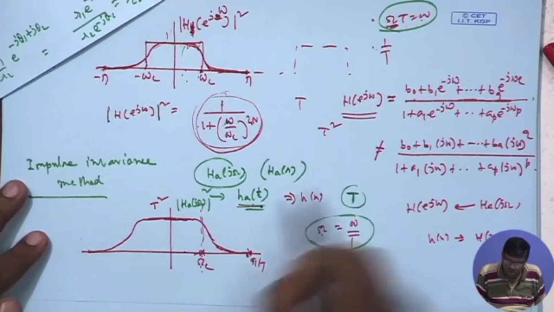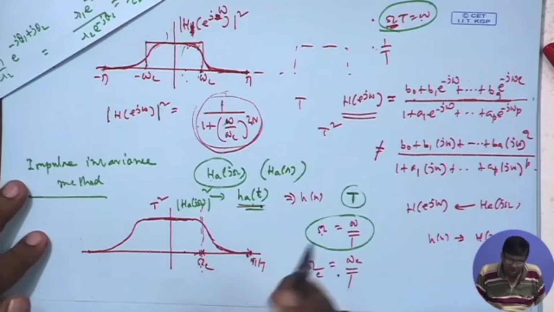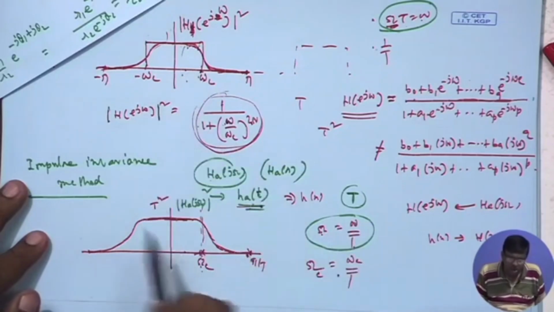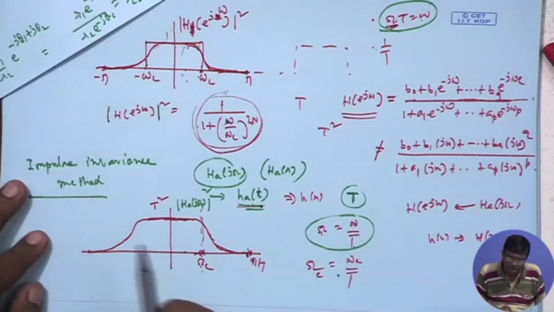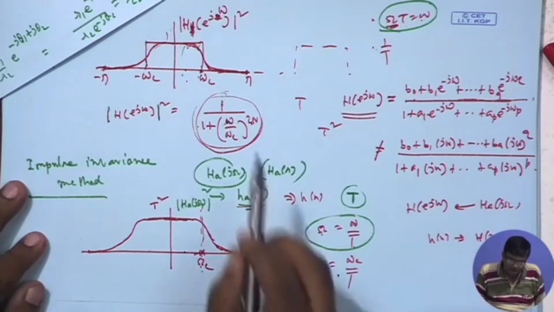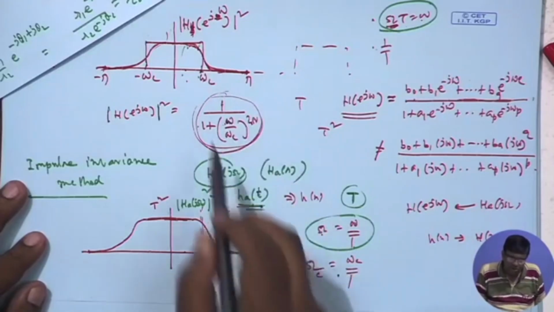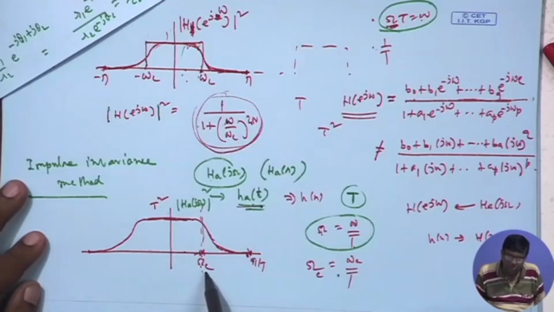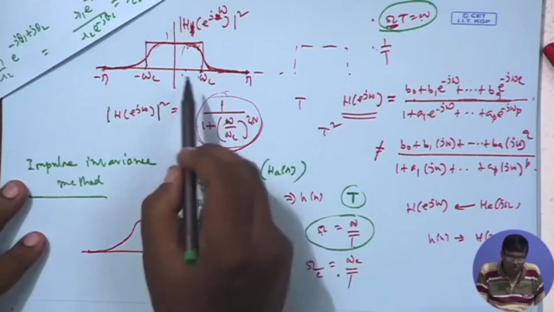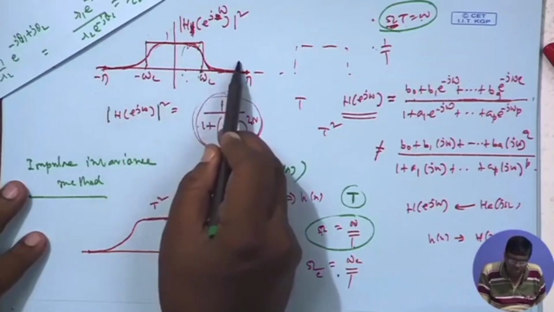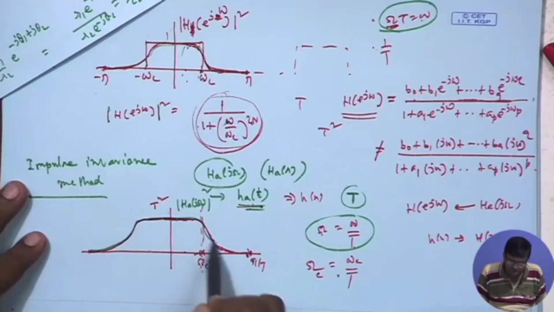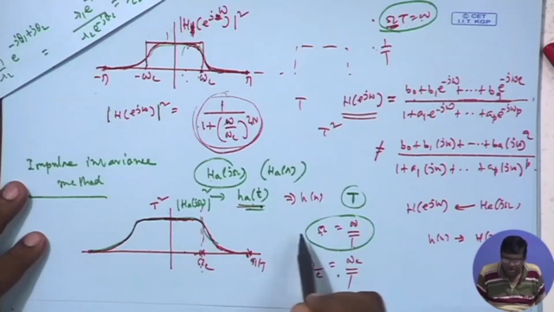I choose one sampling period t, then using this relation capital omega is small omega by t, I transform this figure to this and multiply this by t square, and t is anything, t can be 1 also. So, if it is pi, it is pi by t. If it is small omega c, it is omega c by t, that is capital omega c, and this is Butterworth. So, functionally it will be the same, because the shape of this response will be the same as the shape of this response. There is only frequency scaling.